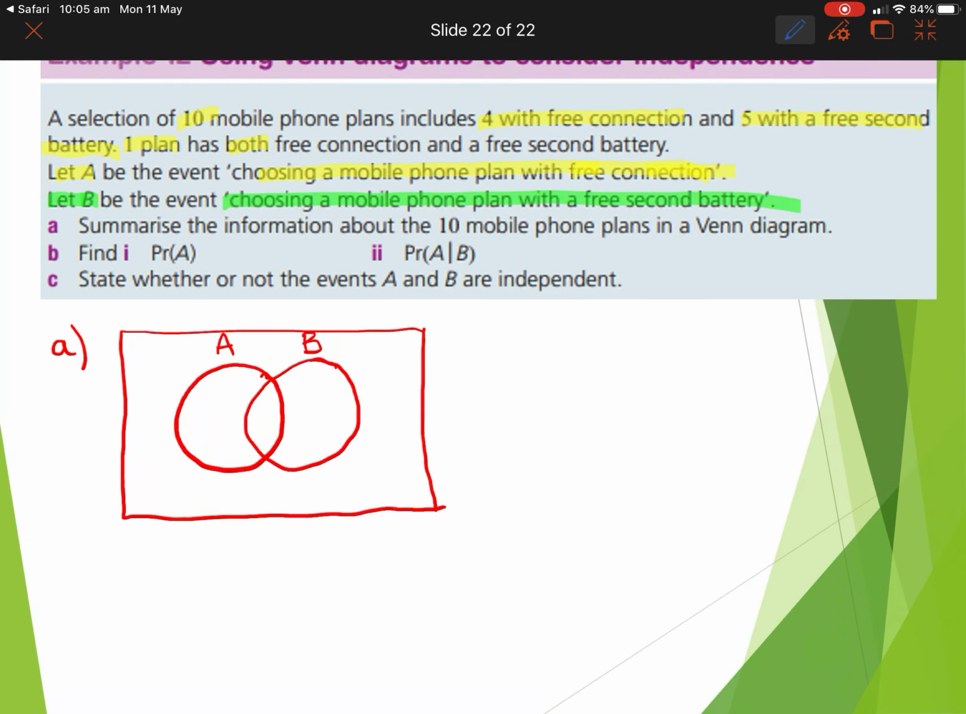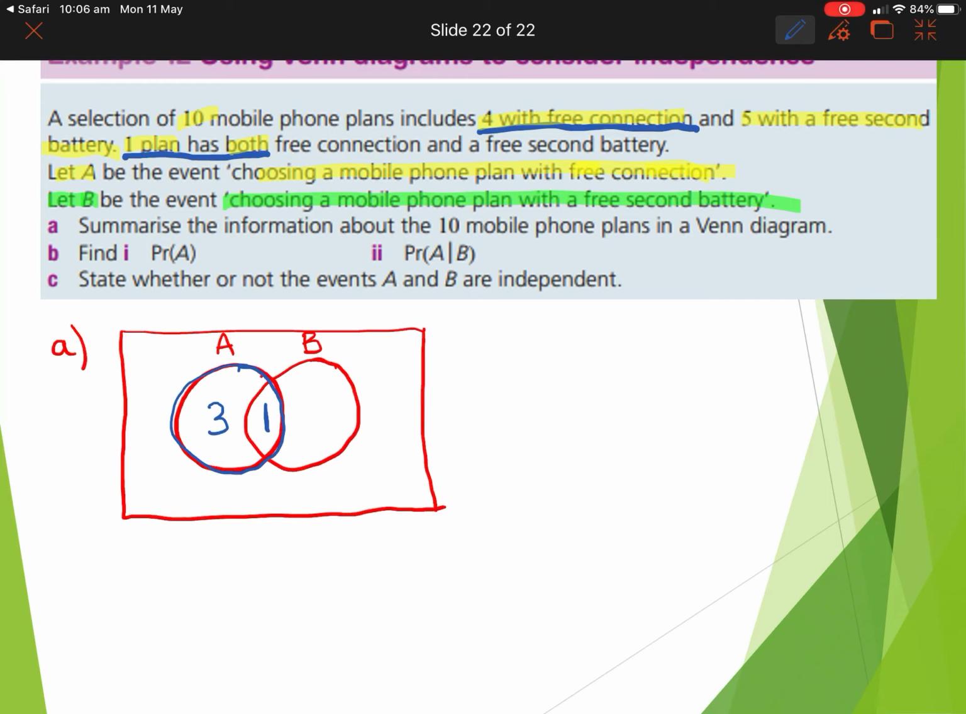Okay, the first thing to put into your Venn diagram is this intersection, the middle of A and B. How many phone plans have both the free connection and the free second battery? It says 1 has both, so 1 goes in here. Then we can go back to A. So A is mobile phone plans with free connection, and it says 4 have free connection. So this whole circle of A needs to add up to 4. We already have 1 in here, so this one's going to be 3. That's where a lot of you will get stumped with your Venn diagrams.